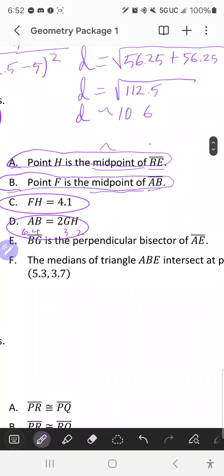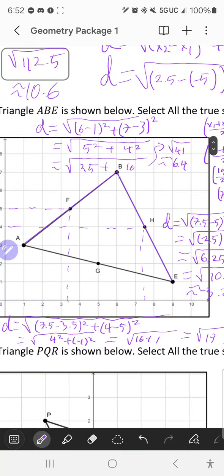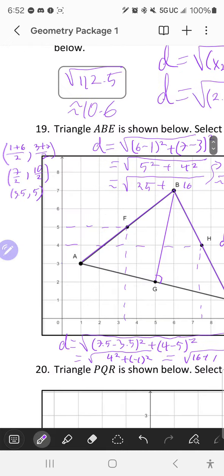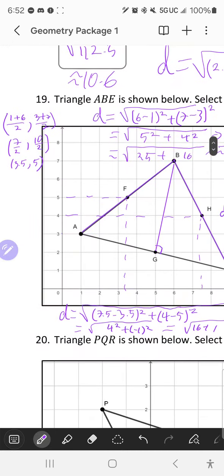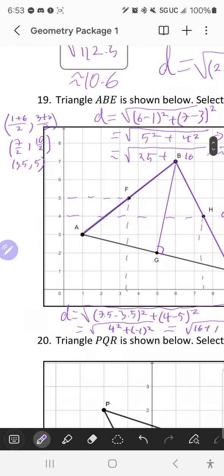Now, BG is a perpendicular bisector of AE. Now, BG is this one. To be the perpendicular bisector, this has to be perpendicular and G has to be the midpoint of AE. We also actually need to calculate if G is the midpoint of AE.